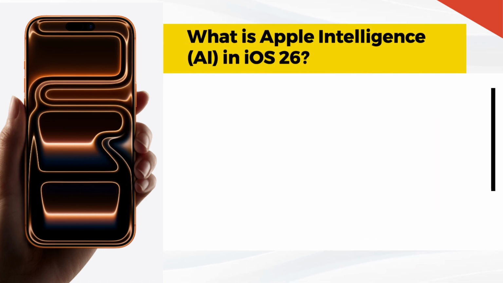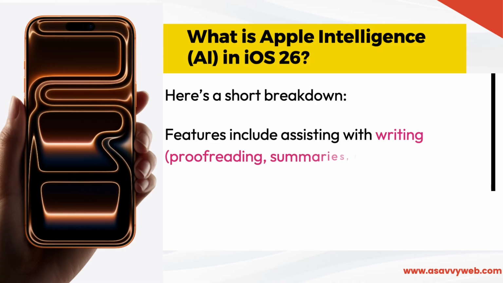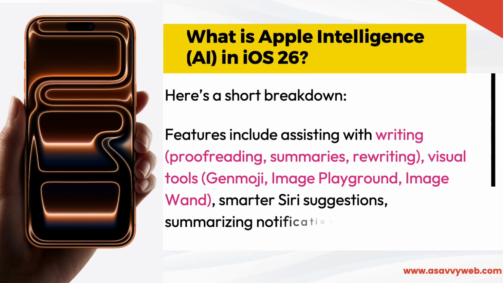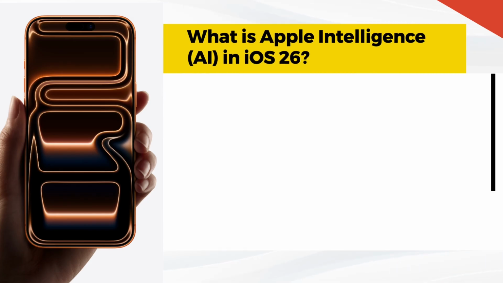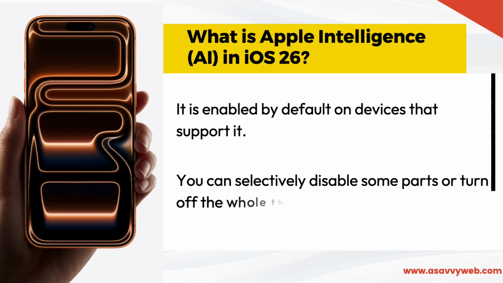What is Apple Intelligence AI? In iOS 26, here's a short breakdown. Features include assisting with writing, proofreading, summaries, rewriting, visual tools, Genmoji, Image Playground, Image Wand, smarter Siri suggestions, summarizing notifications, etc. It is enabled by default on devices that support it. You can selectively disable some parts or turn off the whole thing.